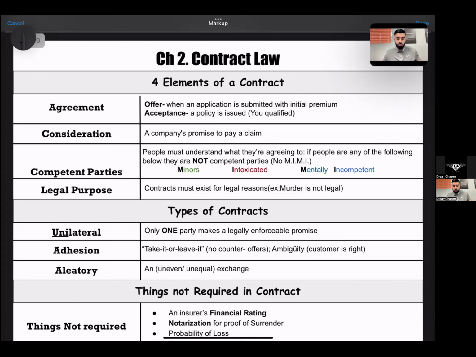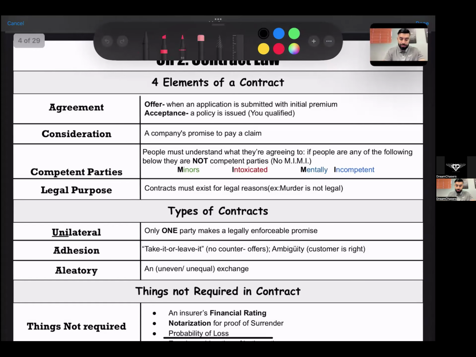Chapter 2, we will be going through contract law, which are just terms that make a contract legally binding, and different types of contracts. So let's get right into it. In order for any contract to exist, there have to be four elements of a contract to make it legally binding. Number one, an agreement. In order for a contract to be set forth, there has to be an agreement.